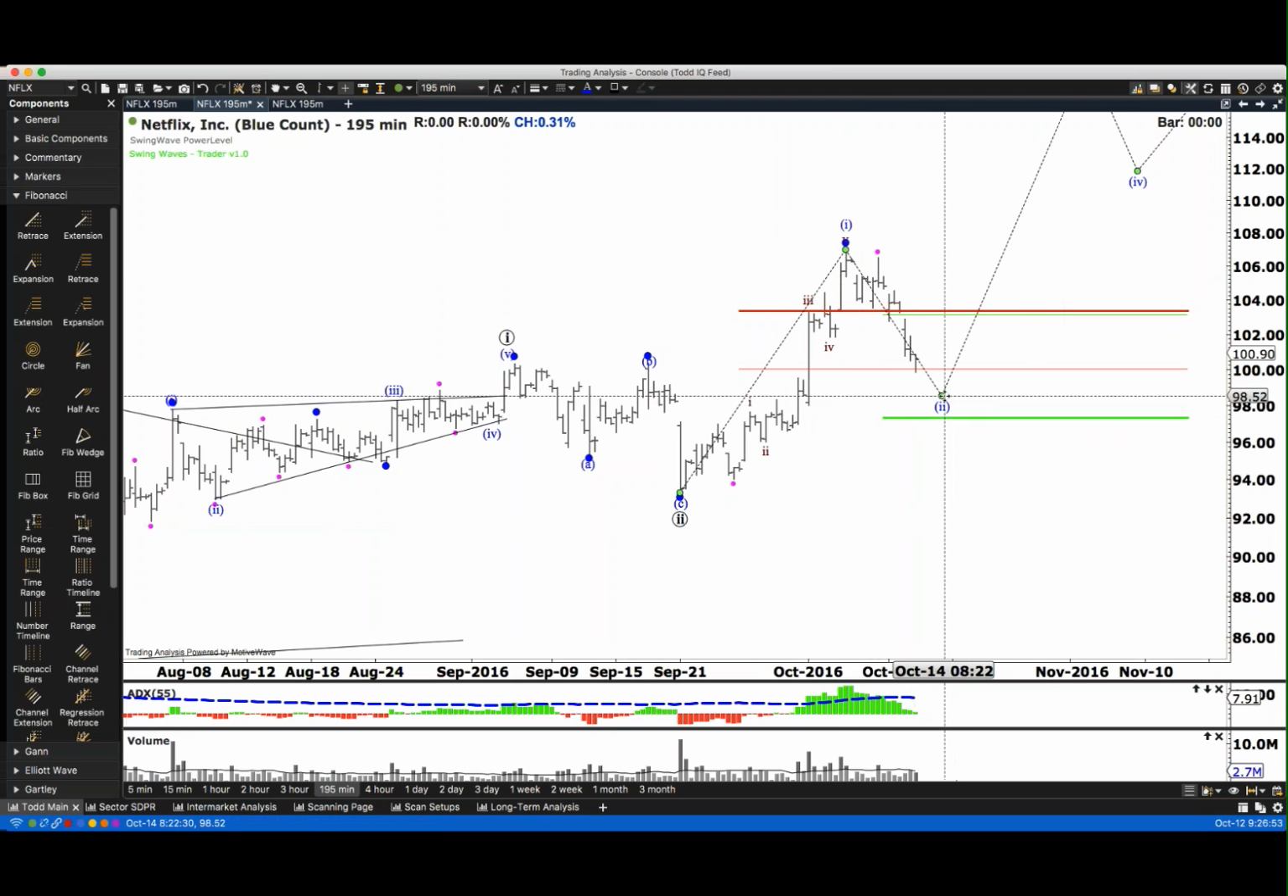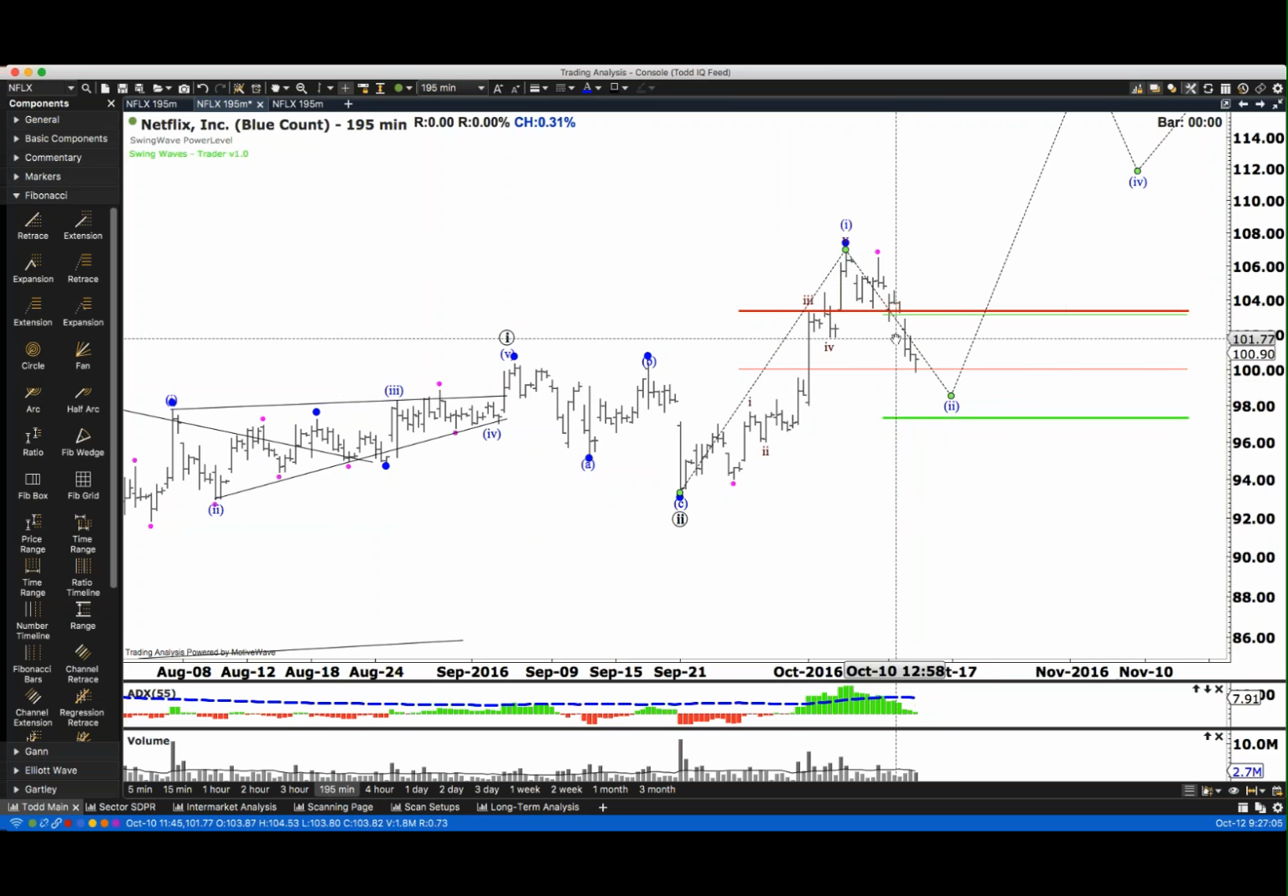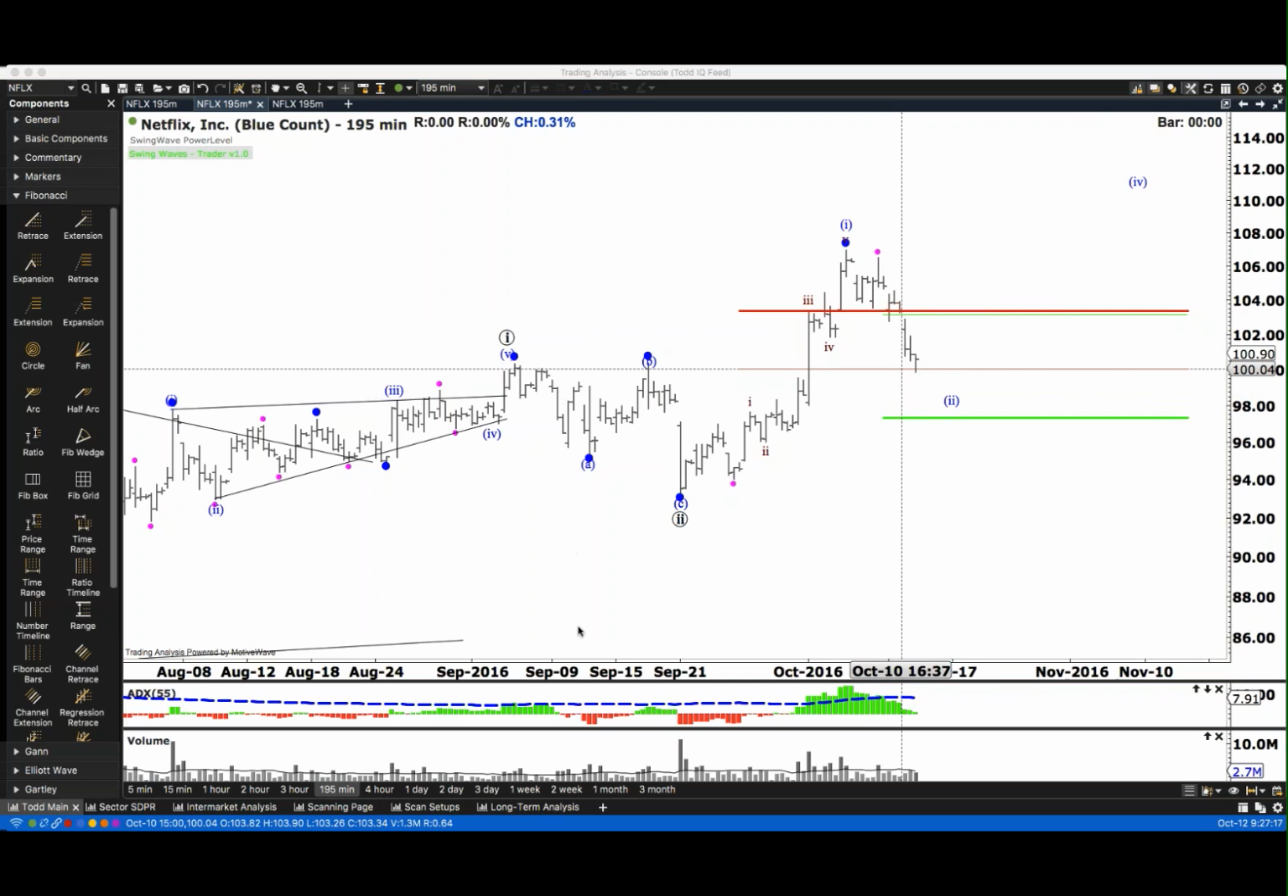I got to tell you, Netflix is my worst performing stock this year. I've lost money in Netflix. Looking at my P&L, it's my worst stock this year, so just keep that in mind. But it's also been super range bound for a long period of time, and we might be coming out of it, so just keep that in mind.